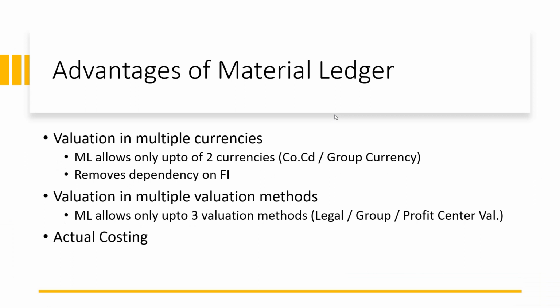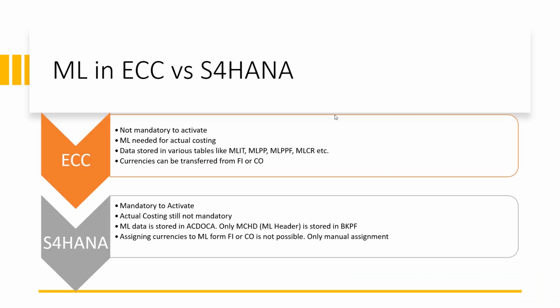So let us now go into the differences of material ledger in ECC and S4HANA. In ECC, material ledger was not a mandatory component to be activated. Whereas in S4HANA, it is a mandatory component. That means the functionality did not change, whereas in S4HANA, material ledger is now technically active all the time. So without material ledger active, we cannot perform material transactions such as posting of goods receipt or invoice receipt.